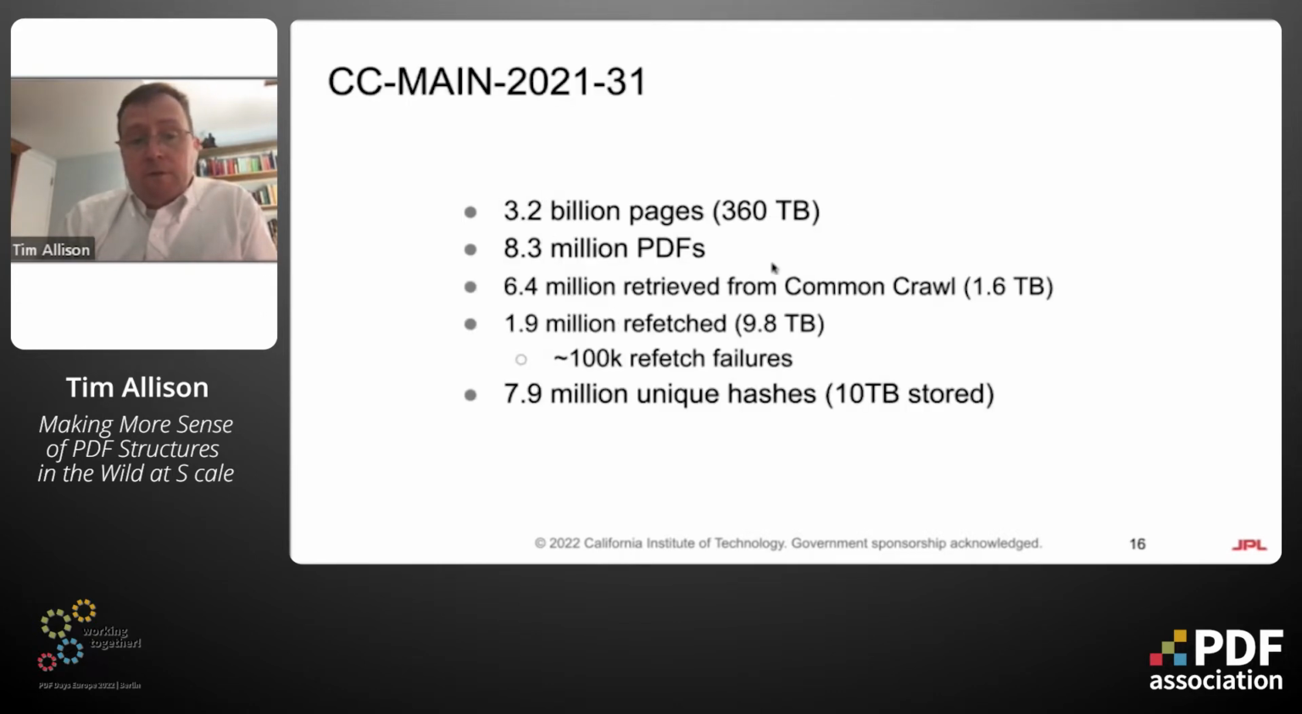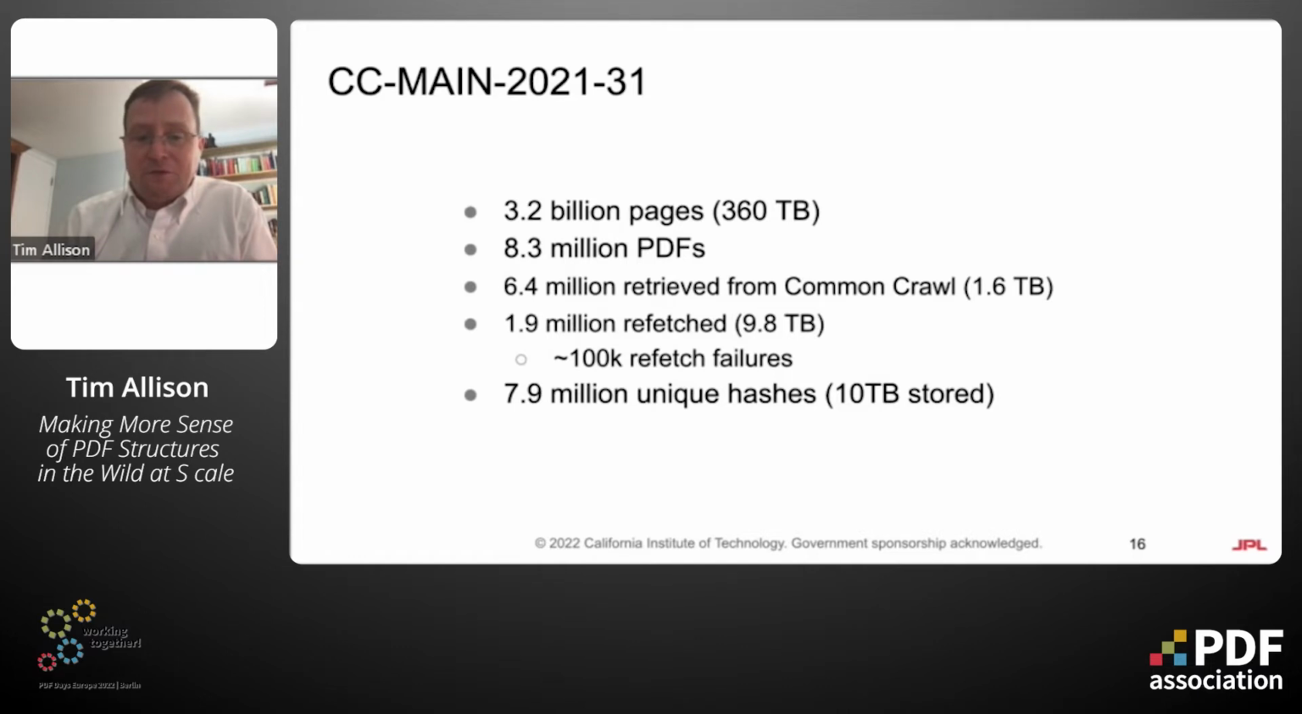Okay, so in this August crawl of data from 2021, there were about 3.2 billion pages, 360 terabytes total. As I said, there were about 8.3 million PDFs. 6.4 million of them, the bulk of them, could be retrieved from Common Crawl without any problems. Another 2 million, though, were truncated in Common Crawl because Common Crawl truncates at a kilobyte. So we had to go refetch those. We were being very polite with refetching these files, and it took us about a month to refetch about 2 million files.